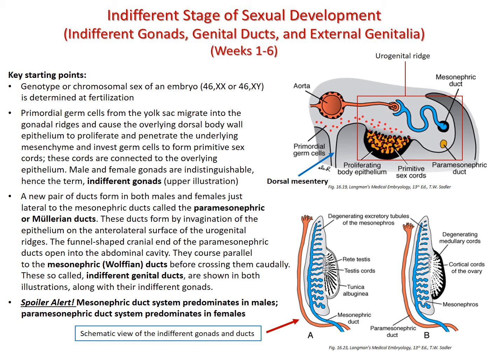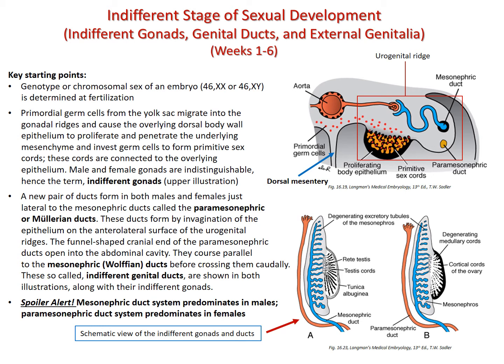These ducts form by invagination of the epithelium on the anterolateral surface of the urogenital ridges. The funnel-shaped cranial end of the paramesonephric ducts open into the abdominal cavity. They course parallel to the mesonephric ducts before crossing them caudally.